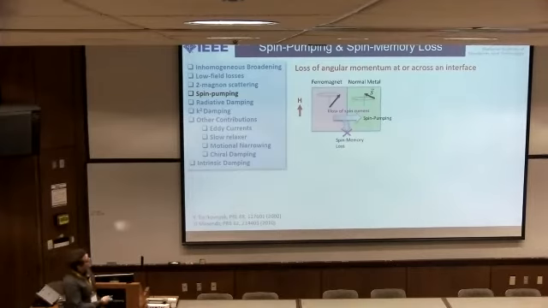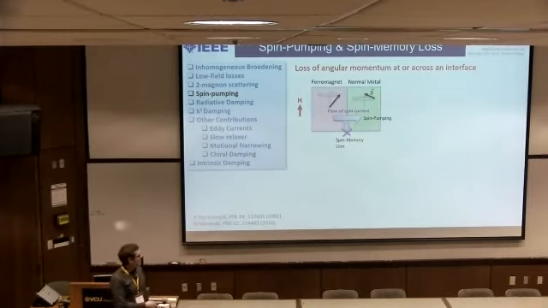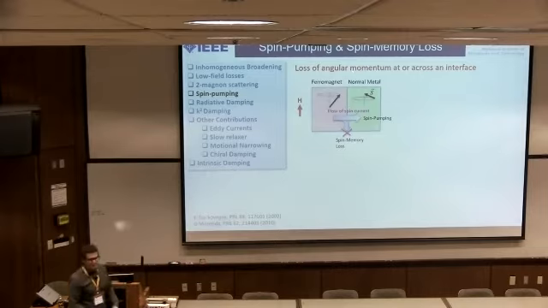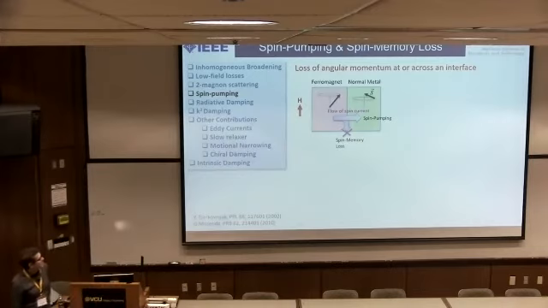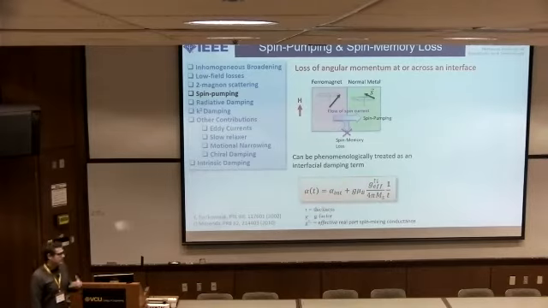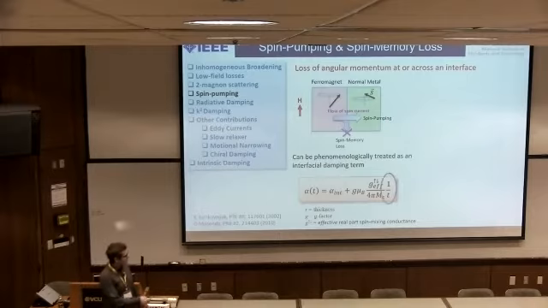And sorry, I forgot to mention, we also have what's called spin memory loss. The origins are sort of unknown at this point, but we're just talking about scattering at that interface. So it's a loss of angular momentum at that interface of currently unknown origins. But in that case, the angular momentum doesn't actually make it into the normal metal. Both of those act as an interfacial damping term. So phenomenologically, we can just treat them as an interfacial damping term.